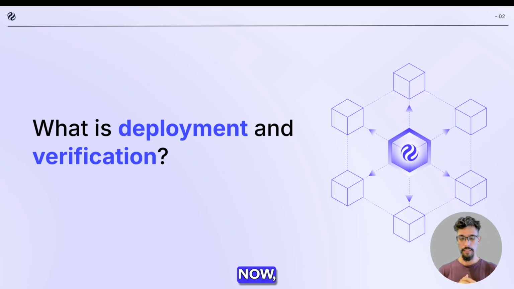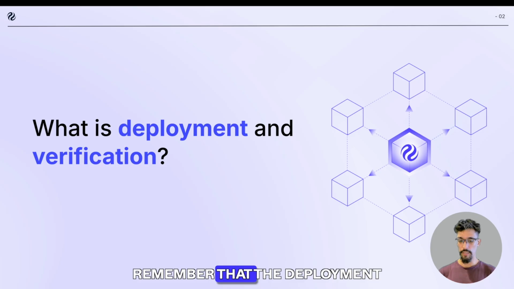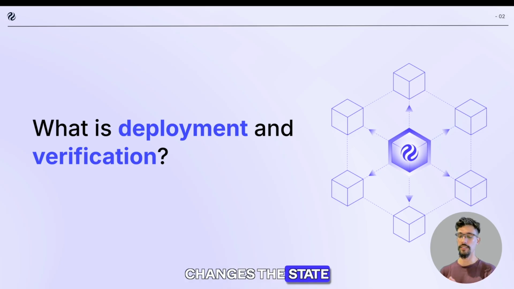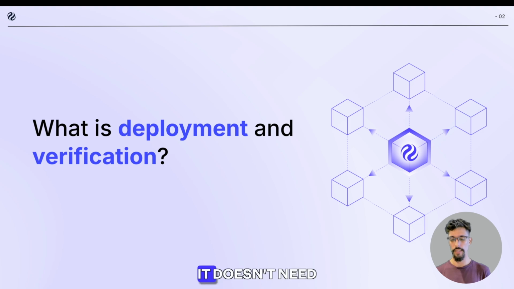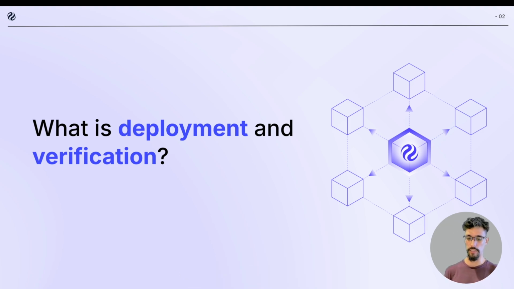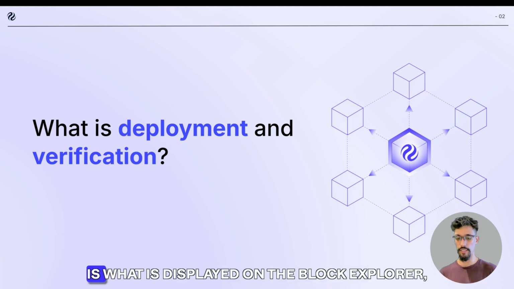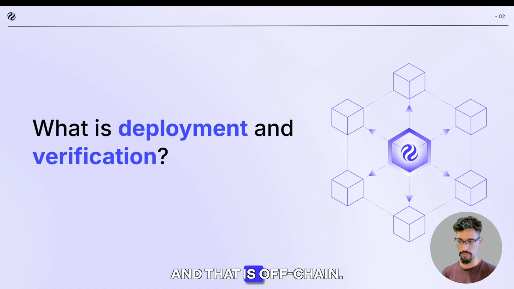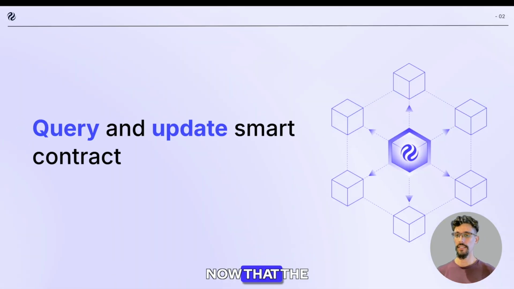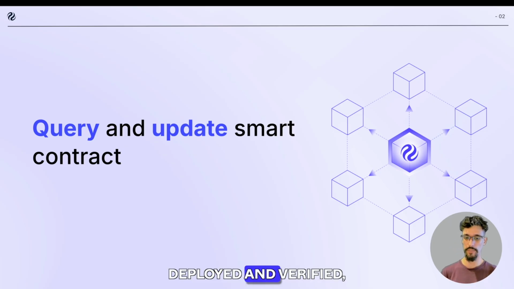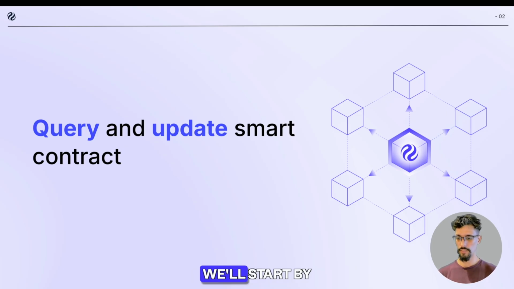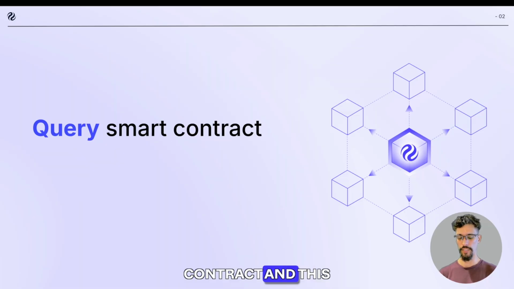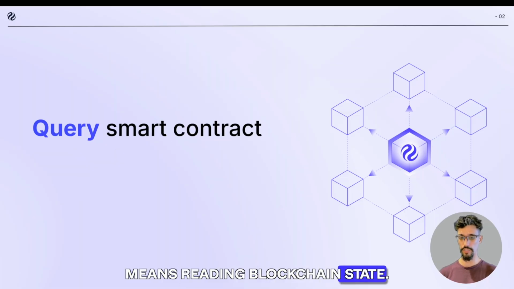Now, remember that the deployment changes the state of the blockchain and therefore uses a transaction, whereas in verification, it doesn't need to change anything on the blockchain. And so the only thing that really changes is what is displayed on the Block Explorer, and that is off-chain. Now that the smart contract has been deployed and verified, it is live and it's time to talk to it. We'll start by querying the smart contract, and this means reading blockchain state.